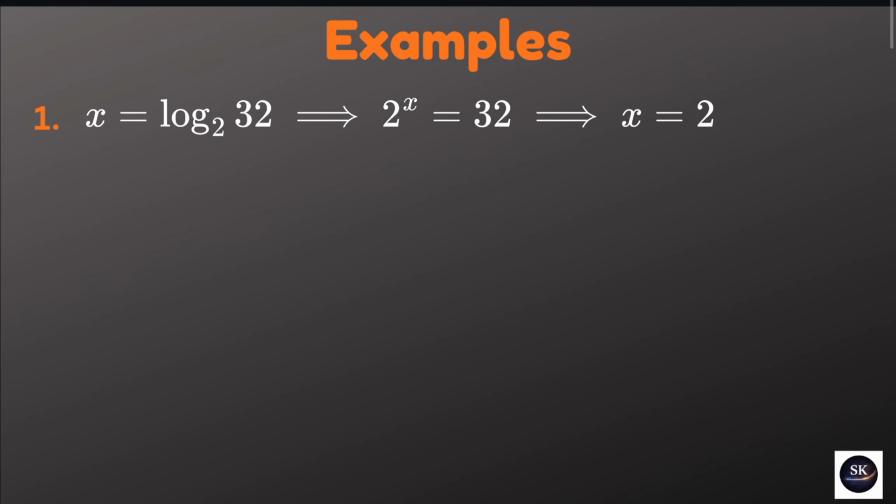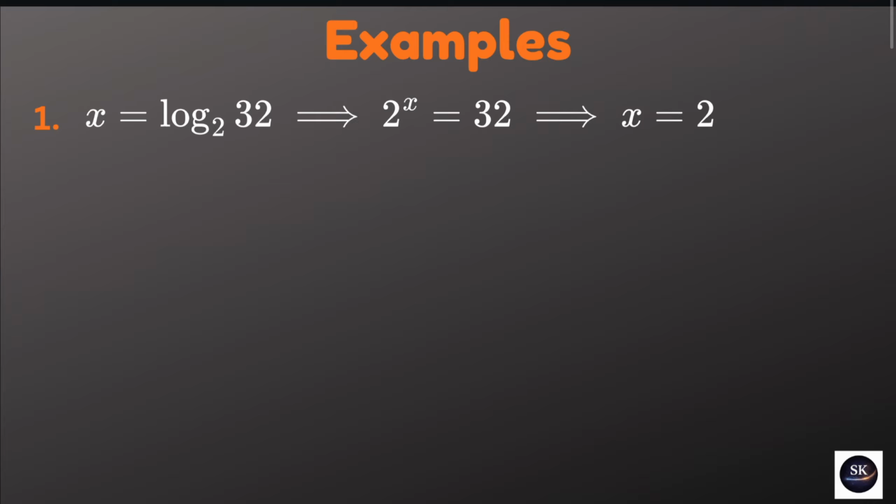Let's look at a few examples. Let's say we want to find log of 32 to the base 2. We are just asking that to what power must we raise the number 2 to get 32. In exponential form, that is the same as 2 raised to x equals 32. And we know that the fifth power of 2 is 32, so we get log 32 to the base 2 as 5.